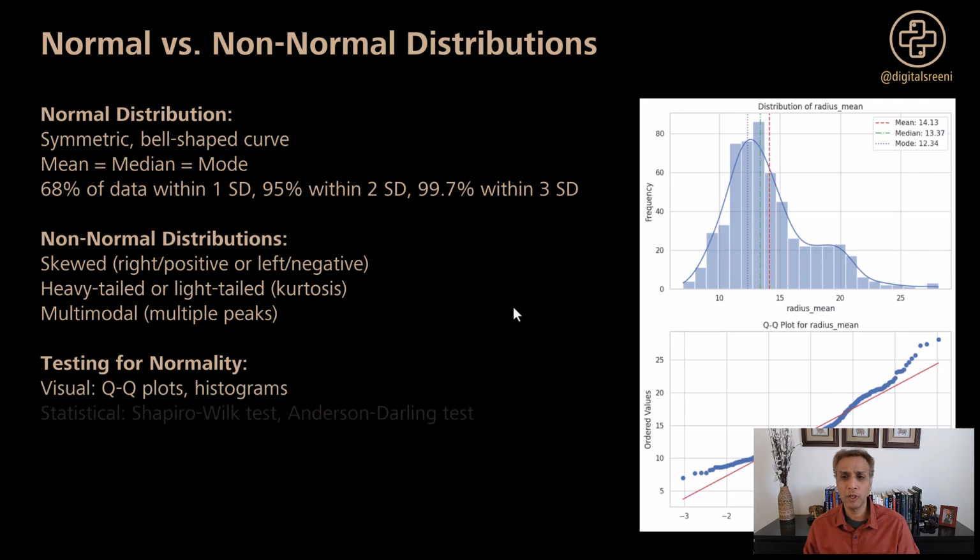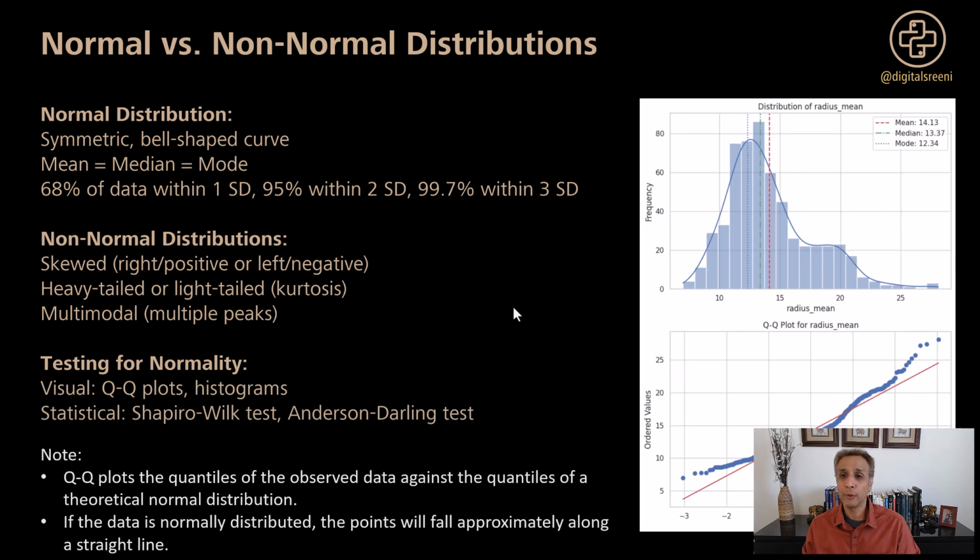And how do you test for normality? Of course, you look at it and you can tell right away, hey, I see two peaks in this case, so it's definitely not ideal normally distributed data. But you can quantify it, and you can visualize it better by doing QQ plots and histograms.